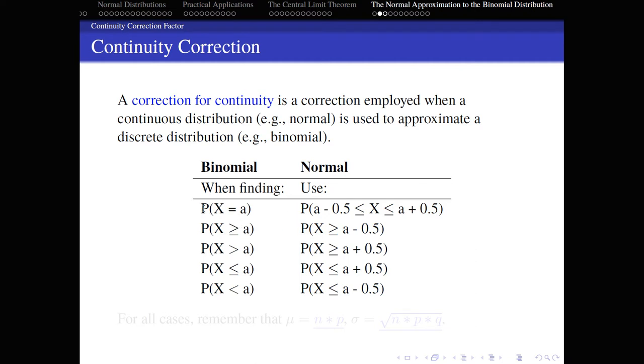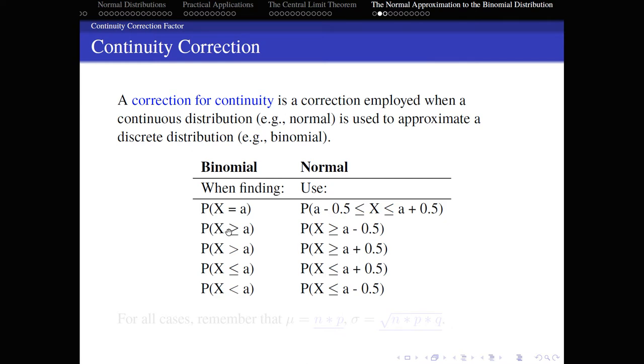So when we're looking at a direct x equals a number in the binomial, what we're going to have to use is a little bit less and a little bit more. Think of the histogram bars. Remember when we had to make a little space on the bottom and the top end? That's exactly what's going on here. So if we're looking for the probability of x equals a for the binomial, and we're using the normal approximation, we're going to find the area in between a minus 0.5 and a plus 0.5.